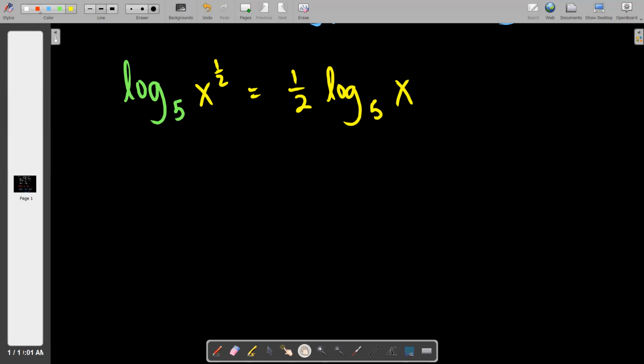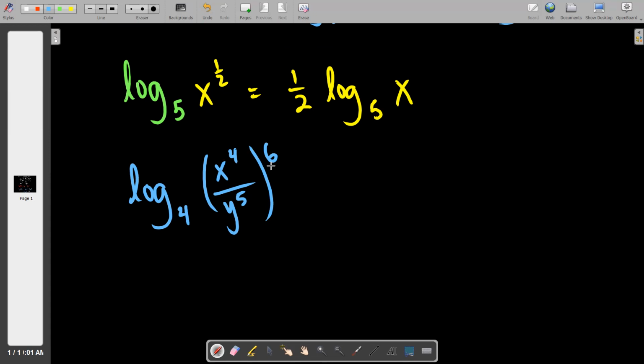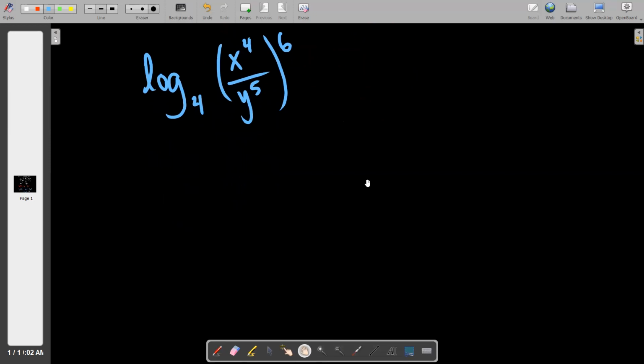Let's go again. I'm just trying to pick similar problems so that when I hand this out, you feel comfortable doing your thing. Let's do log base 4 of x to the 4th, y to the 5th, all to the 6th. Times the 4 times 5 is 4x.